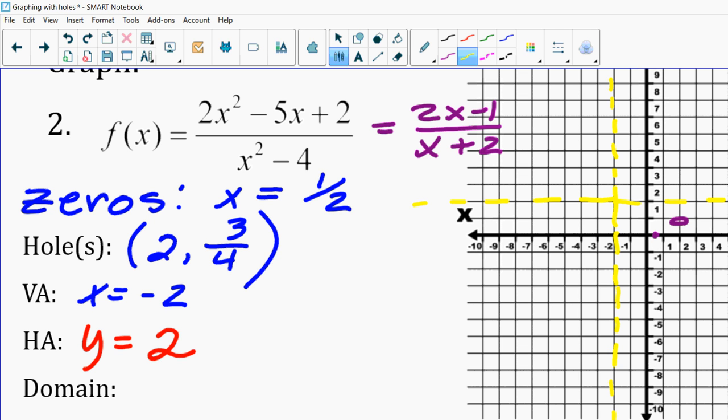Do you have questions? How many pieces has this vertical asymptote broken the graph into? Just the vertical. I don't care about the horizontal. 2 pieces. So what we need to do is we need to find some points left of the vertical asymptote and right of the vertical asymptote. Let's go left.